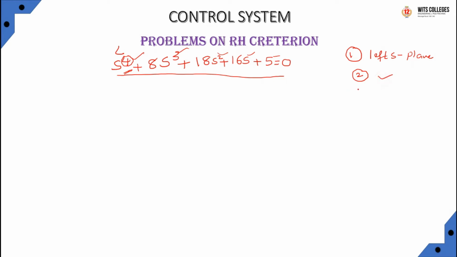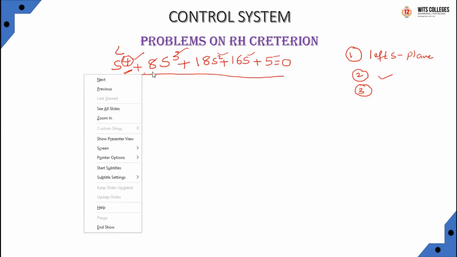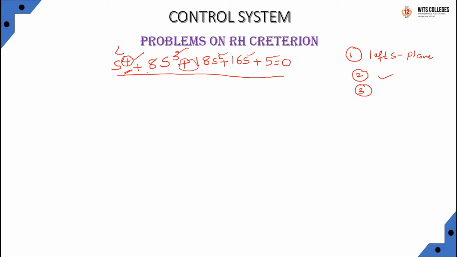The third condition is on the coefficients of the characteristic equation. The signs of the characteristic equation are all positive signs. Here this is plus, this is plus, this is also plus and plus. There are no sign changes. Here these three conditions are satisfied, which means the system is said to be stable. The system is stable.